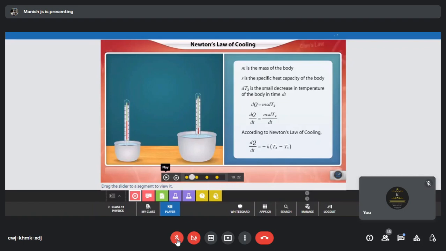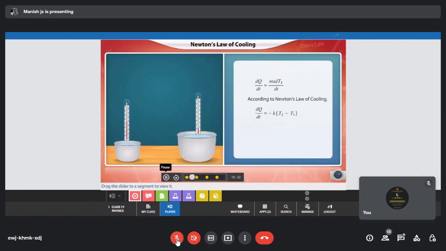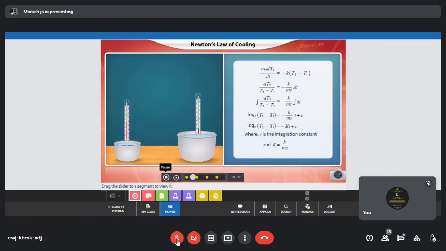So what are we relating? Newton's law of cooling is being related to the rate of change of heat in specific heat capacity. These both things we are relating, and forming them into one equation. Comparing the two equations, we get another equation. Reshuffling the terms of the equation and integrating it, we get the equation that gives the time of cooling of the body.